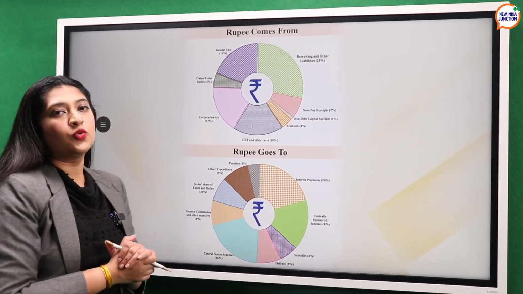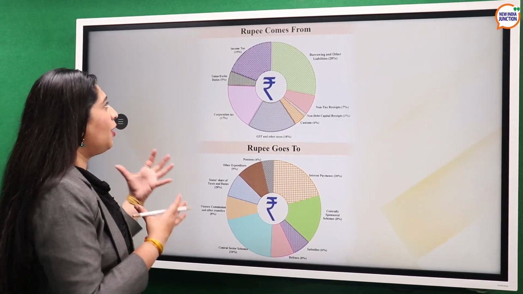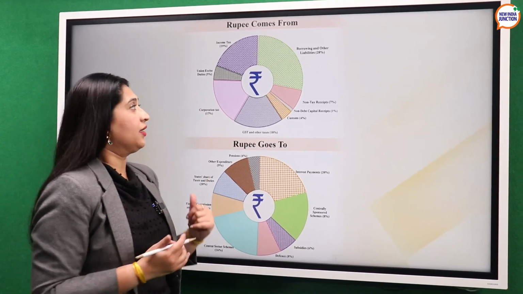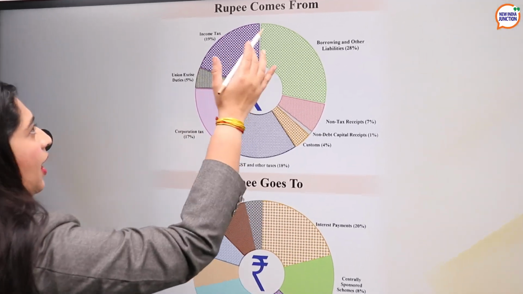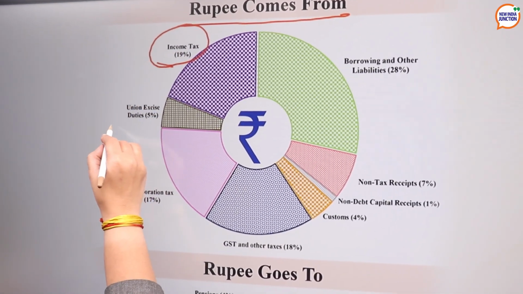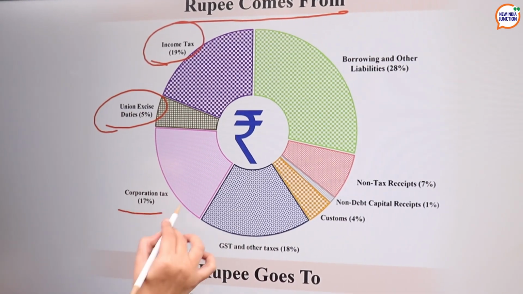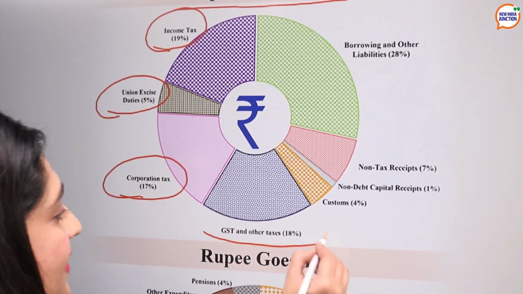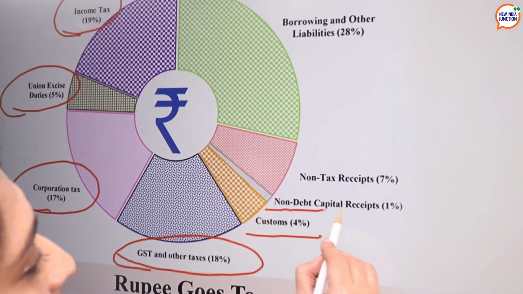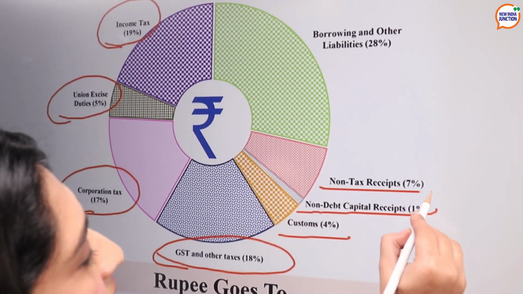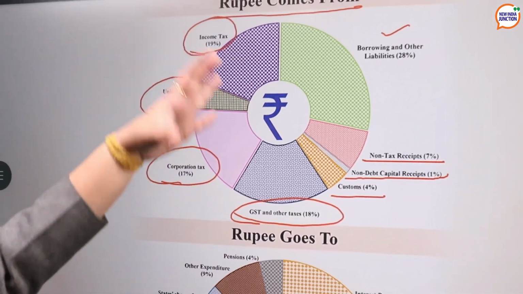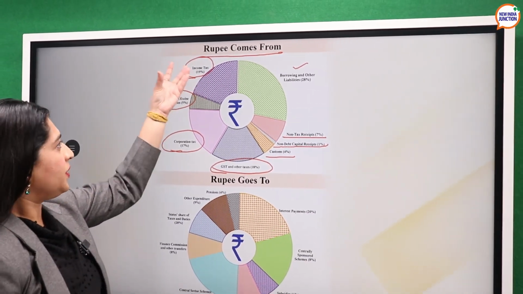So now that takes us to the next slide, which talks about where the rupee is coming from and where the rupee is going. So let's look at this pie chart. The rupee comes from: 19% income tax, union excise duties 5%, corporation tax 17%, GST and other taxes 18%, customs 4%, non-debt capital receipts 1%, non-tax receipts 7%, and borrowing and other liabilities 28%. So this put together is where the rupee is coming from.